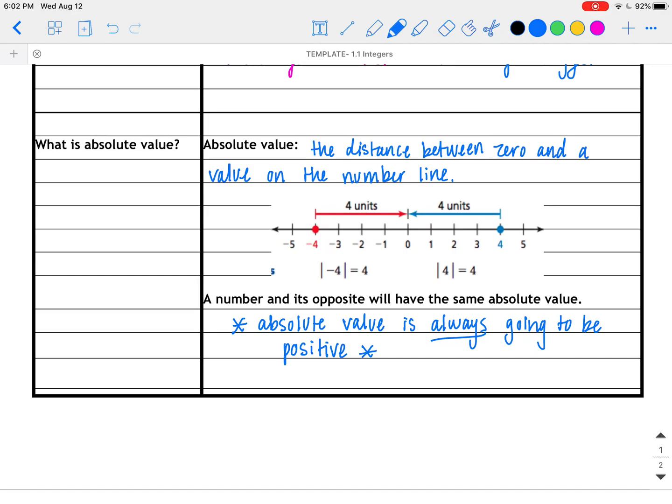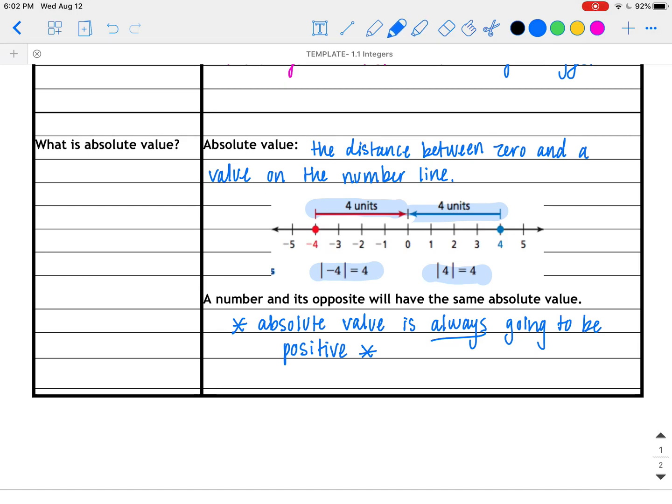Right? So whether we're traveling 100 feet in the sky or 100 feet below sea level, we're traveling 100 feet, right? So there's no such thing as a negative distance. Our absolute value is always going to turn out as a positive. So you can see these examples right here. The absolute value of -4 equals 4. And the absolute value of +4 equals 4 as well, right? Because in both cases, we're going to have to travel 4 units from 0 to get to that.